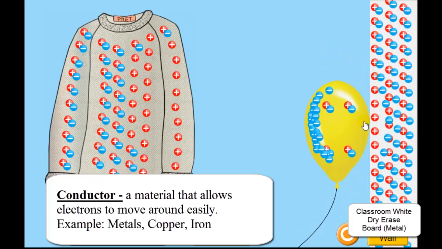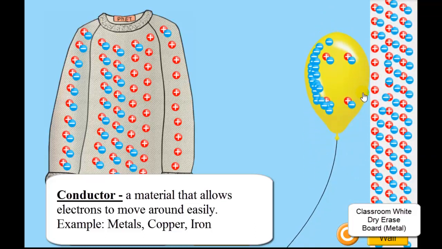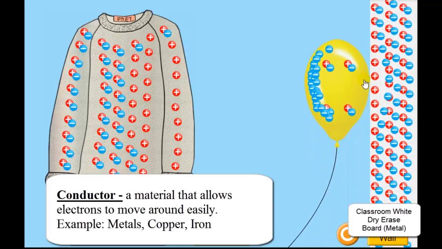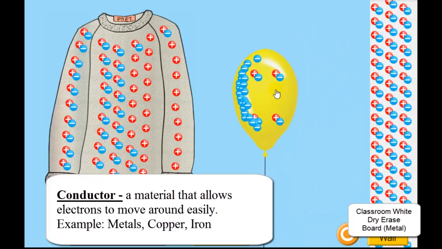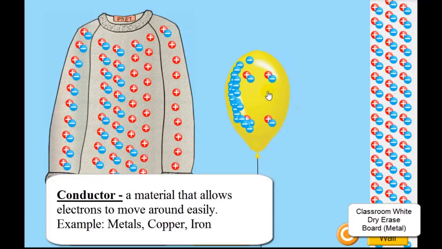They are materials that allow electrons to move around fairly easily. And so as I bring the balloon close, you'll see that the electrons kind of run away and then go back to their proton partners when the balloon leaves. So metals tend to be good conductors. Things like copper, iron, or aluminum.